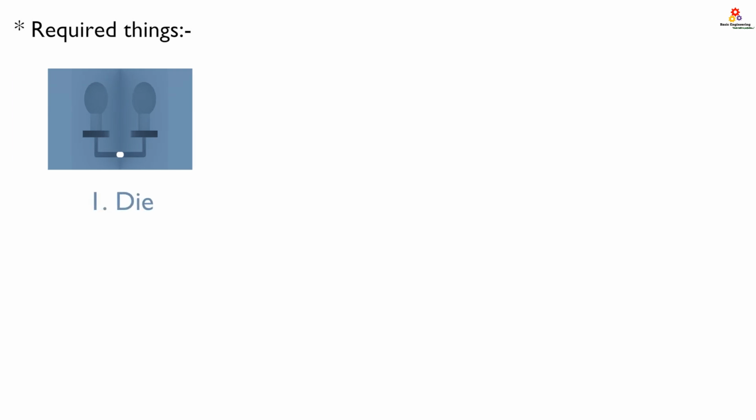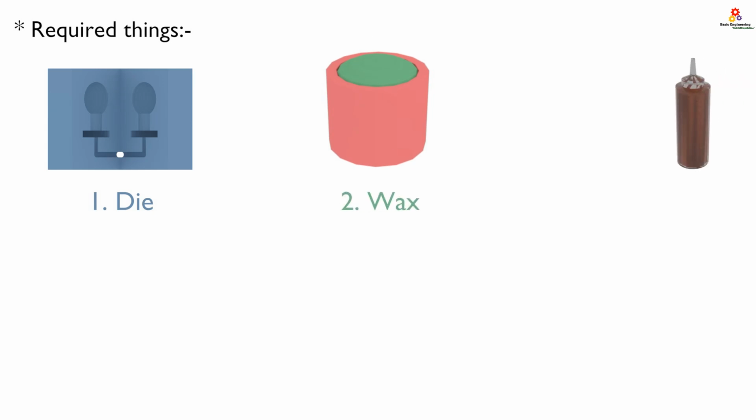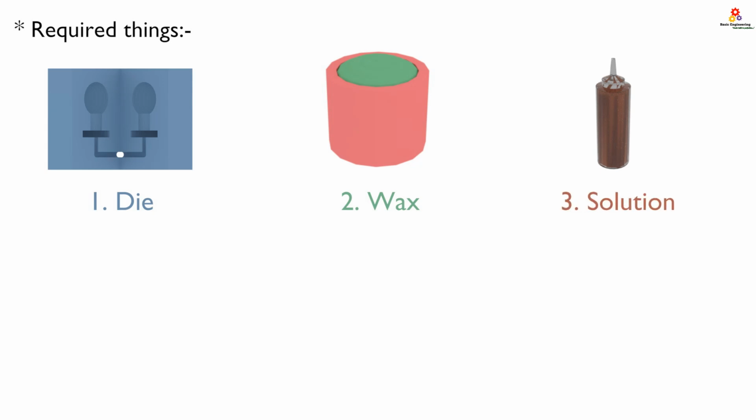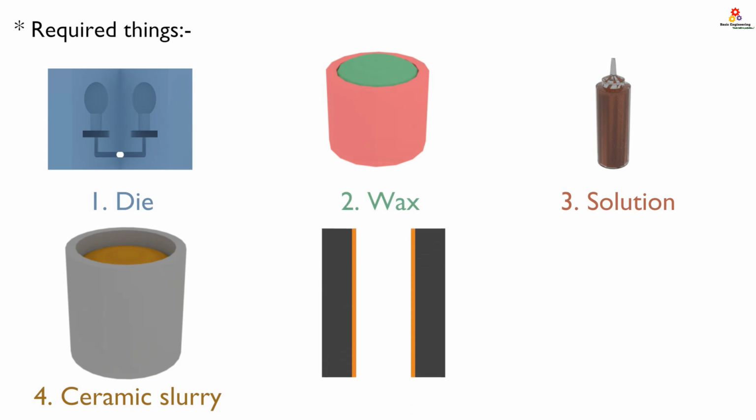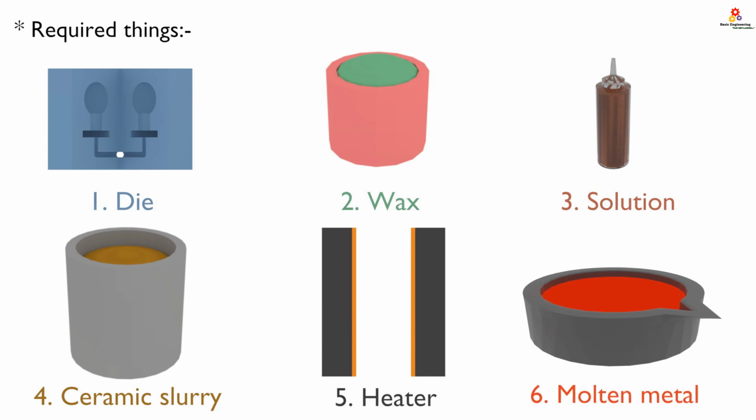Let us take a look at the components required to complete this process. First, a die to make the wax pattern. Second, wax to inject inside the die. Third one is a solution to stick the wax pattern to the sprue. Fourth one, ceramic slurry for coating the wax tree. Fifth one, a heater to heat the mold cavity. And the last, molten metal to pour inside the mold cavity.